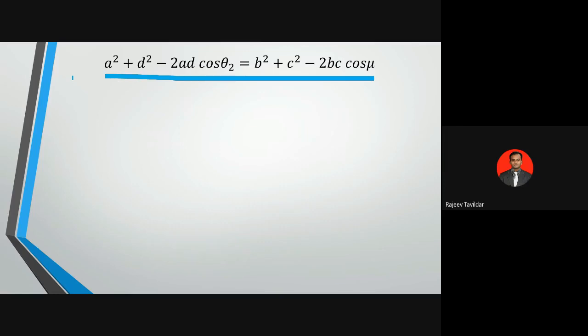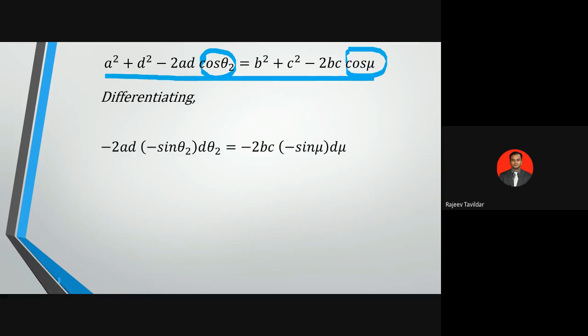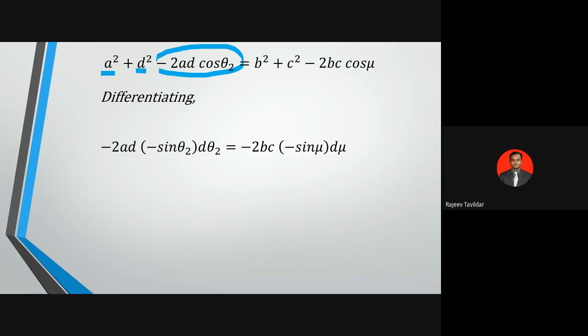So the variable parameters are cos theta 2 and, second, cos mu. All other terms are constants, or they have fixed link lengths. So if I differentiate from the LHS, what we are going to get is differentiation of a constant 0, differentiation of d square is also 0, differentiation of only minus 2ad cos theta 2.